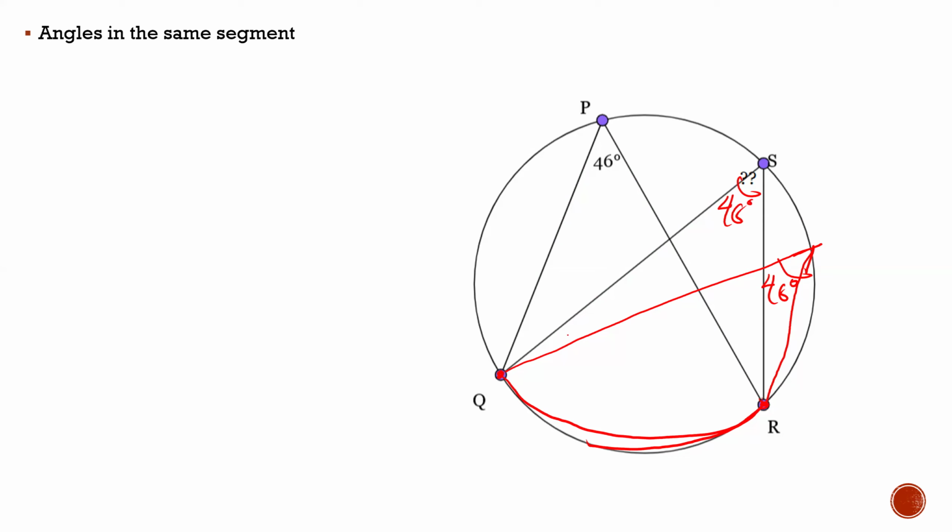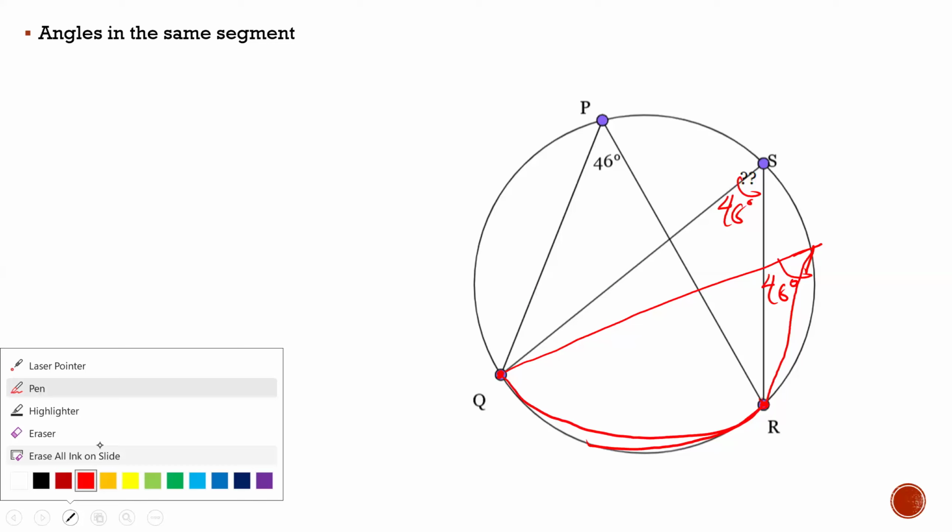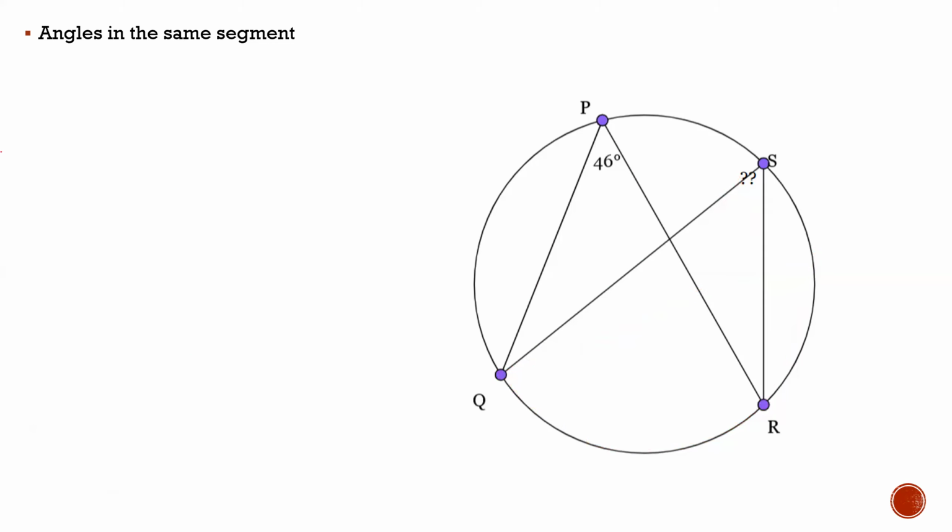Now, just by looking at this, we can also say that this angle here and this angle here are also equal, although they are not 46. Because they are subtended by this arc here, which is totally different from this one. You can see this arc is larger while this arc is a bit smaller.